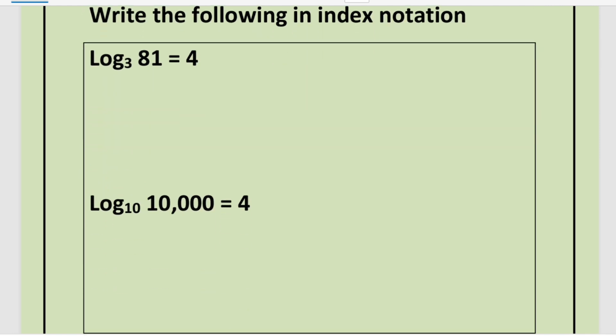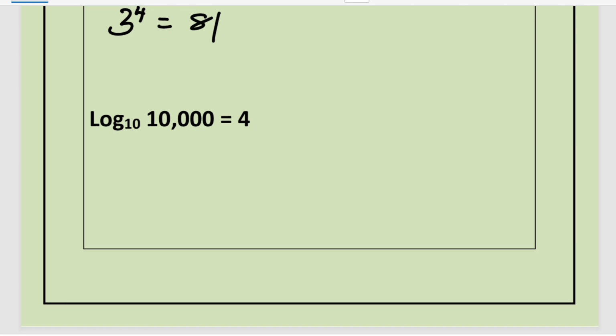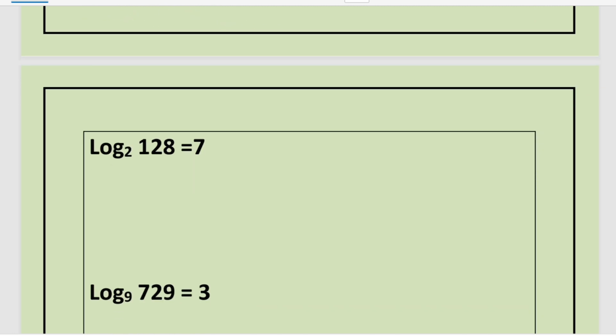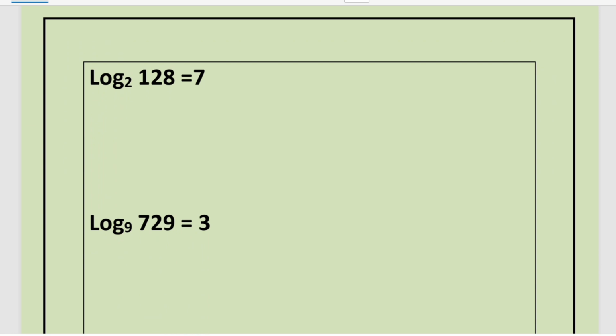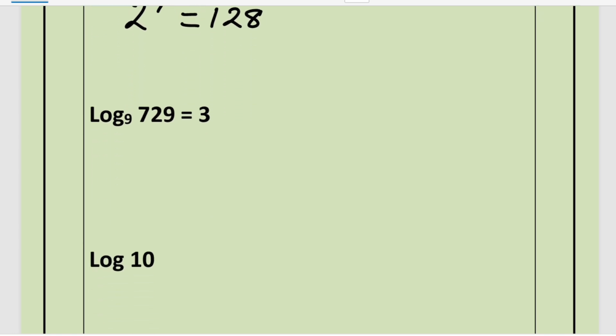Write the following in index notation. Log to base 3 of 81 is equal to 4. So we shall have that it is 3 raised to power 4 is equal to 81. Then the next, log to base 10 of 10,000 is equal to 4. This will be 10 to power 4 is equal to 10,000. Then the next, log to base 2 of 128 is equal to 7. So it will be 2 to power 7 is equal to 128. The next, log to base 9 of 729 is equal to 3. So it will be 9 cubed is equal to 729.